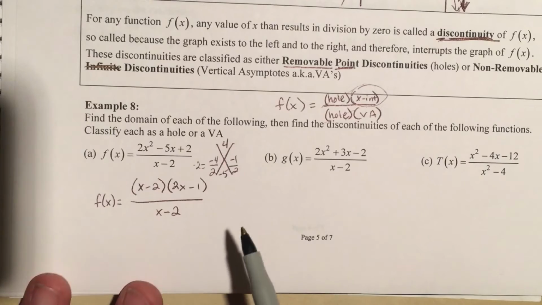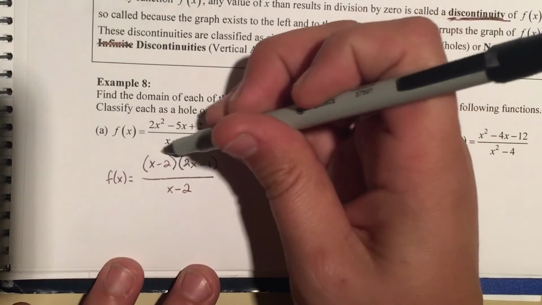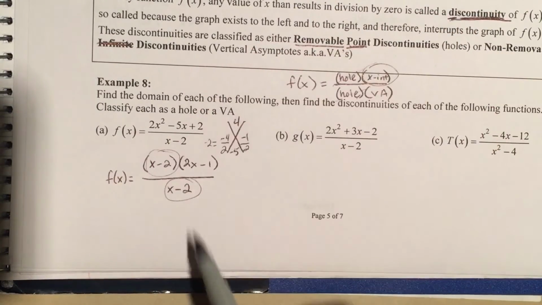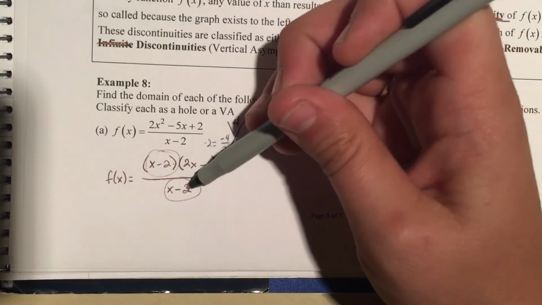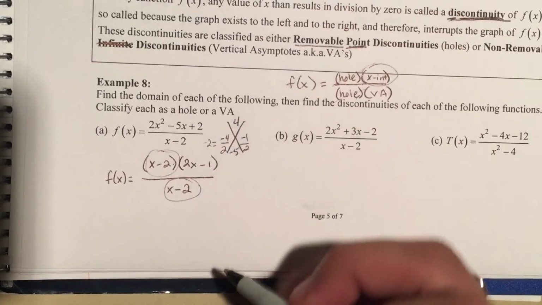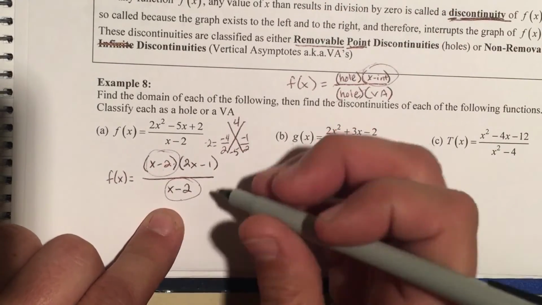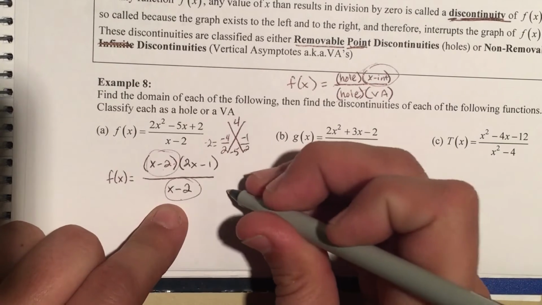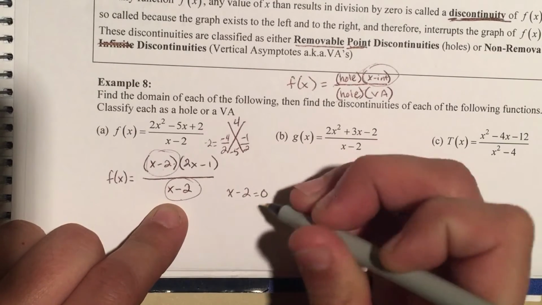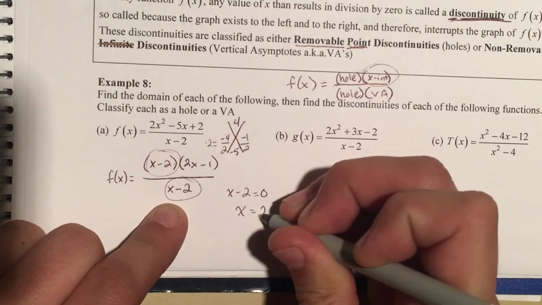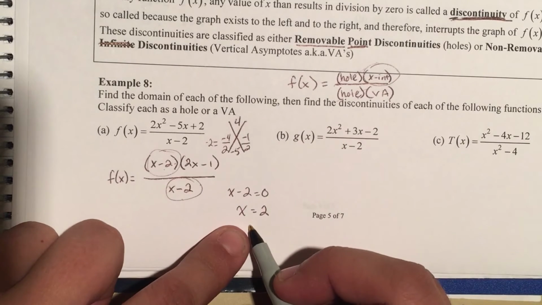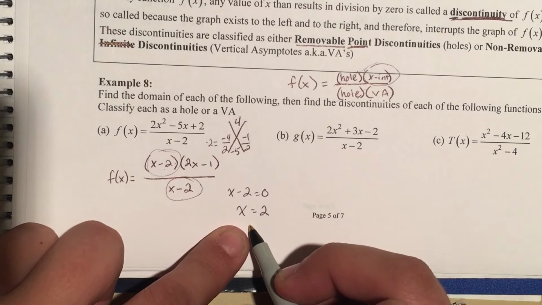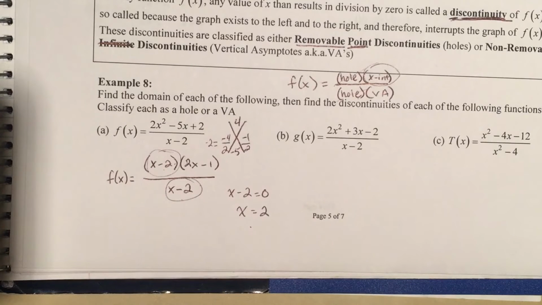Okay, so in looking at this function that's now been factored, notice that I have the x minus 2 and the x minus 2. One's on the top, one's on the bottom, but they match up. So that's a hole, okay? And we're going to have a hole wherever that equals 0. So x minus 2 equals 0, so x would equal 2. So we have a hole at x equals 2. There's nothing else left on the bottom, so I don't have any vertical asymptotes.